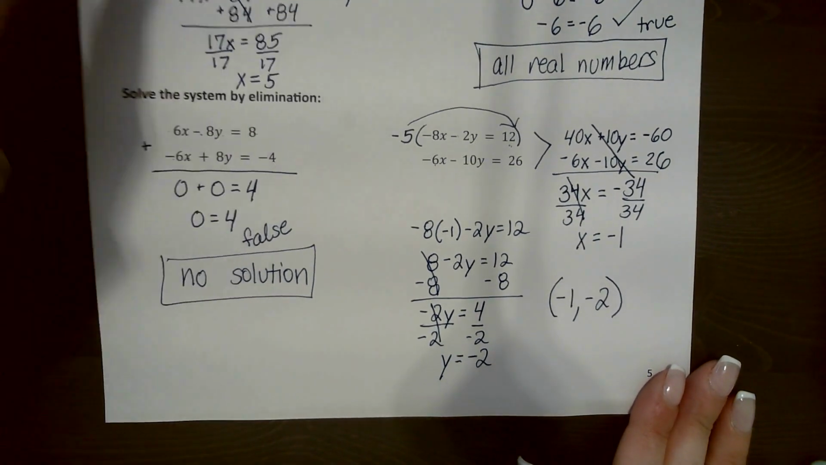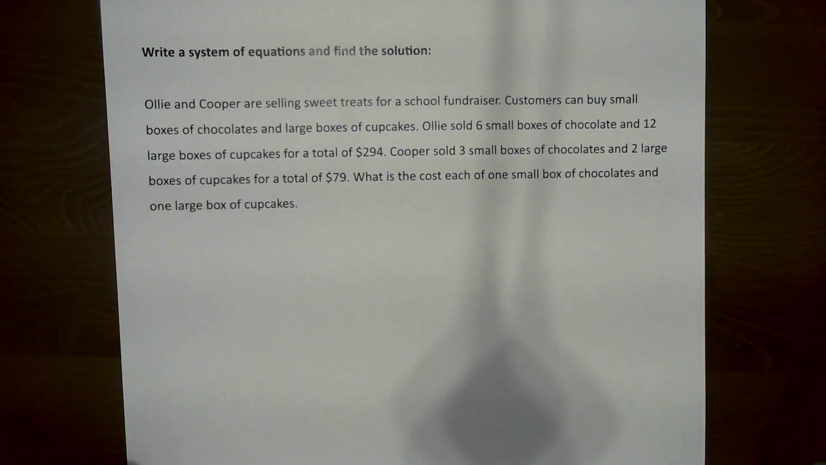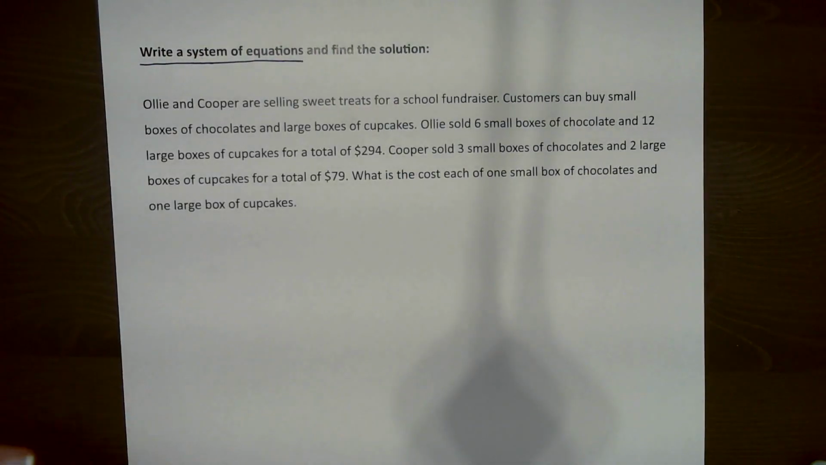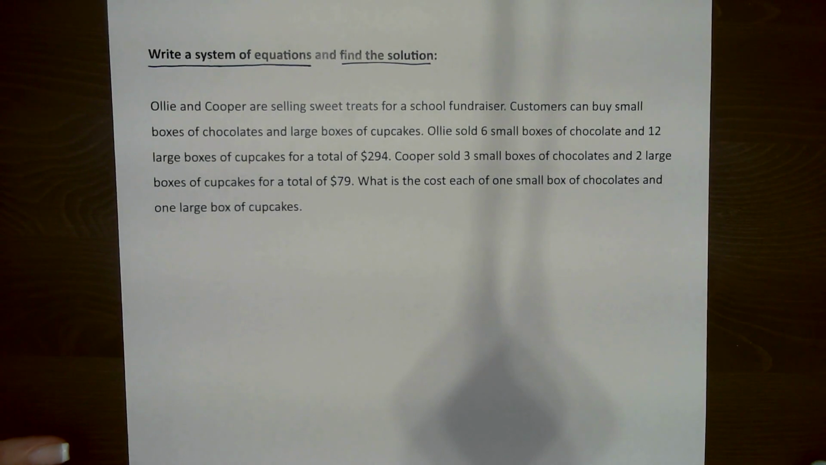All right, last question. Let's wrap it up with a word problem. When you're given a word problem, read your directions carefully. This one wants us to write a system of equations and then find the solution. So let's read our problem. Ollie and Cooper are selling sweet treats for a school fundraiser. Customers can buy small boxes of chocolates and large boxes of cupcakes.